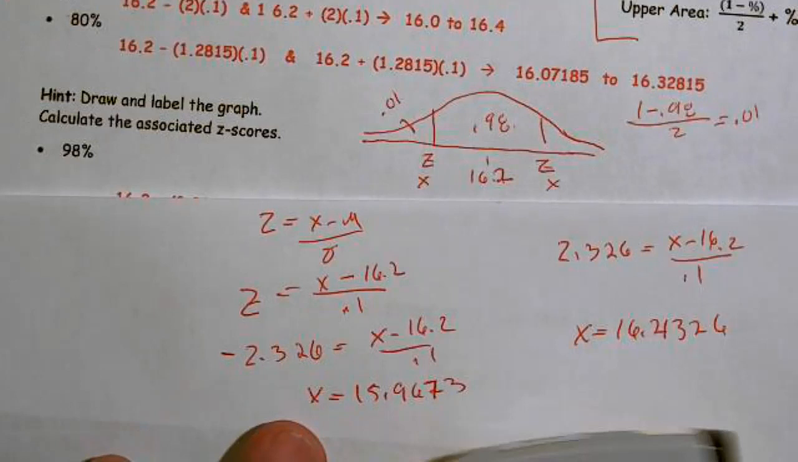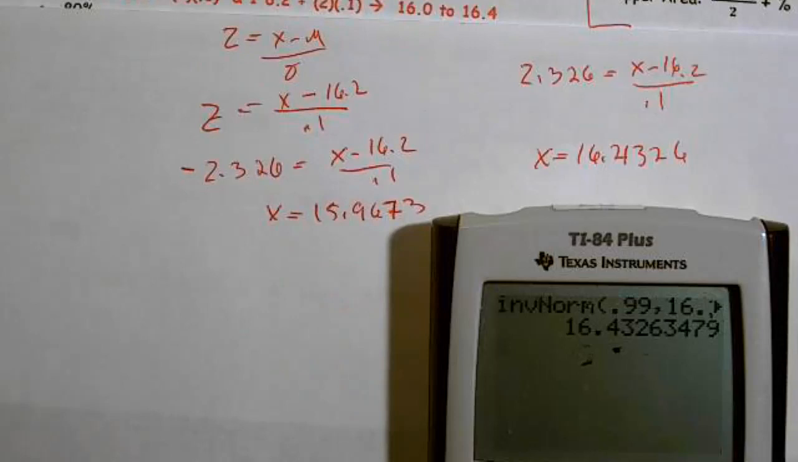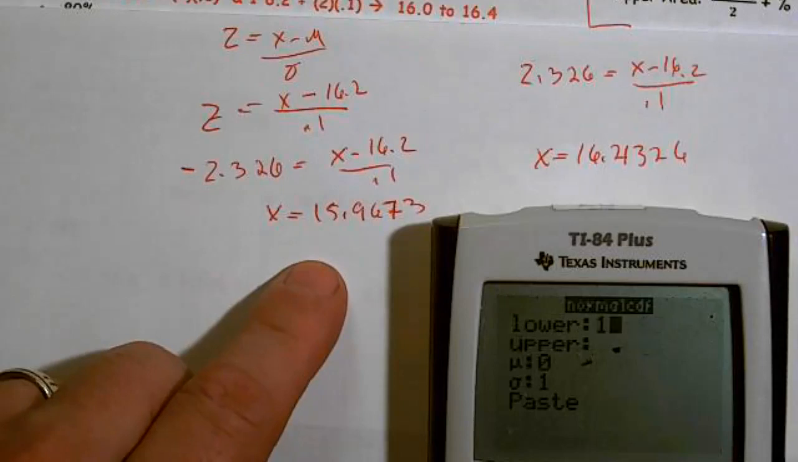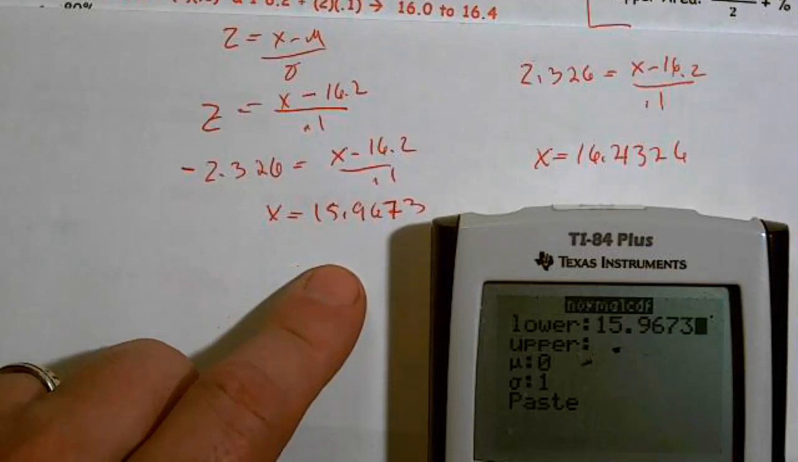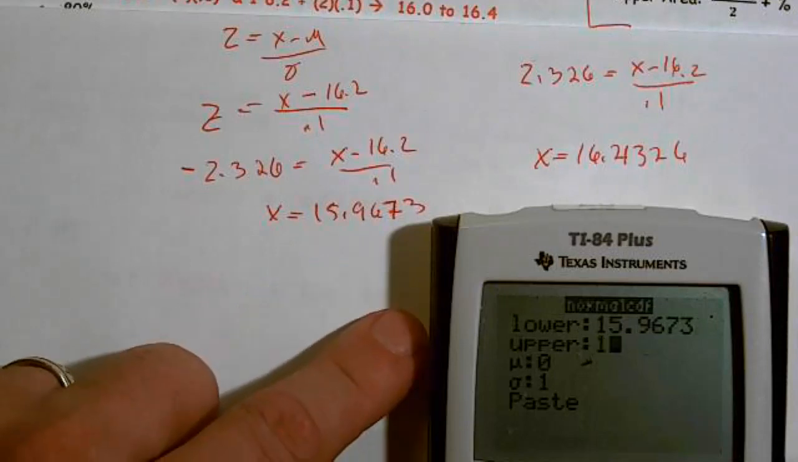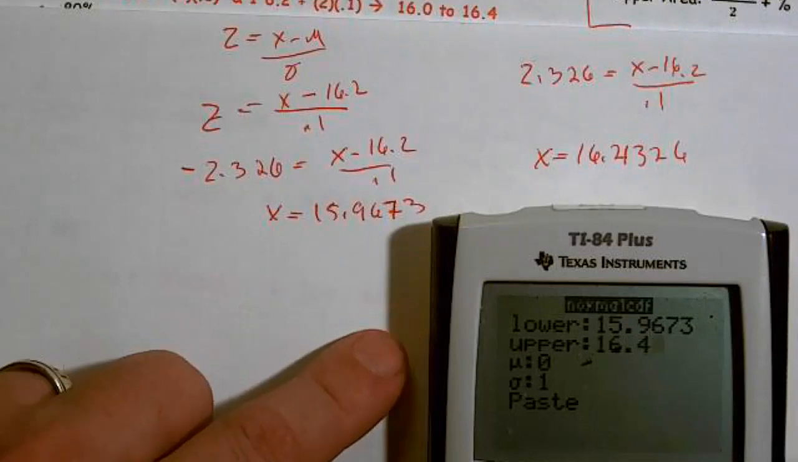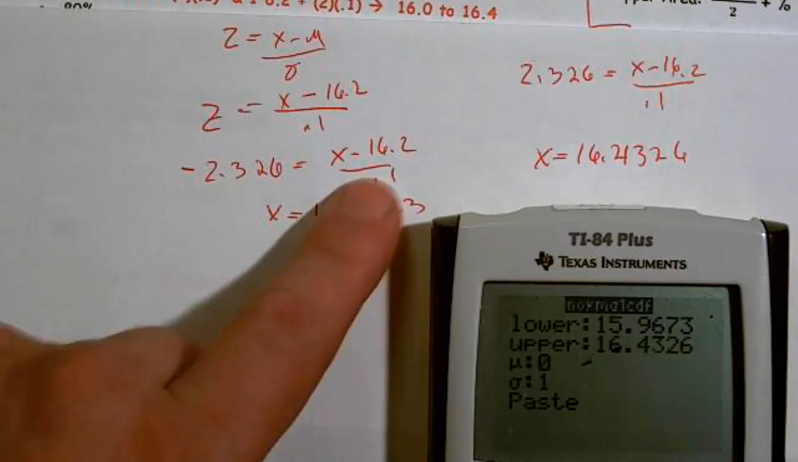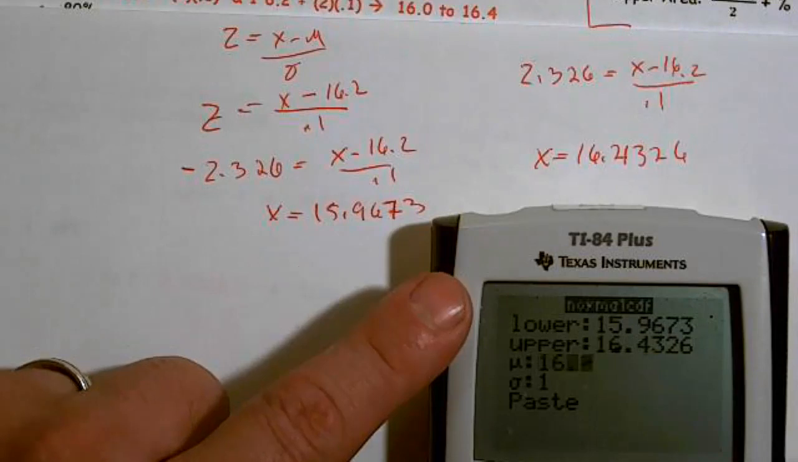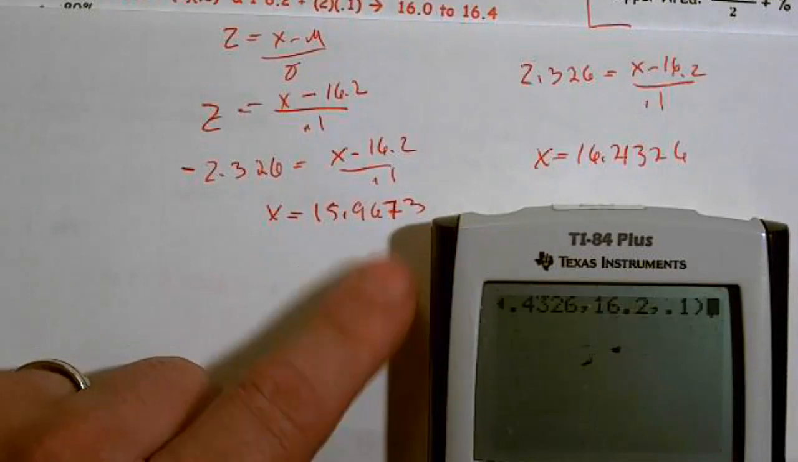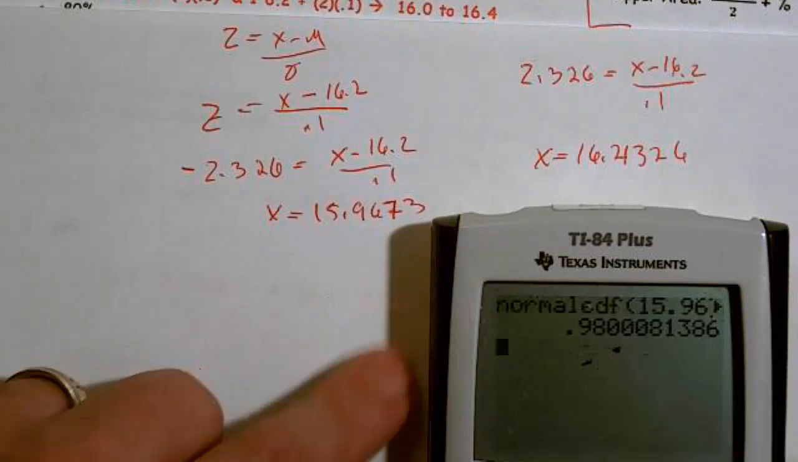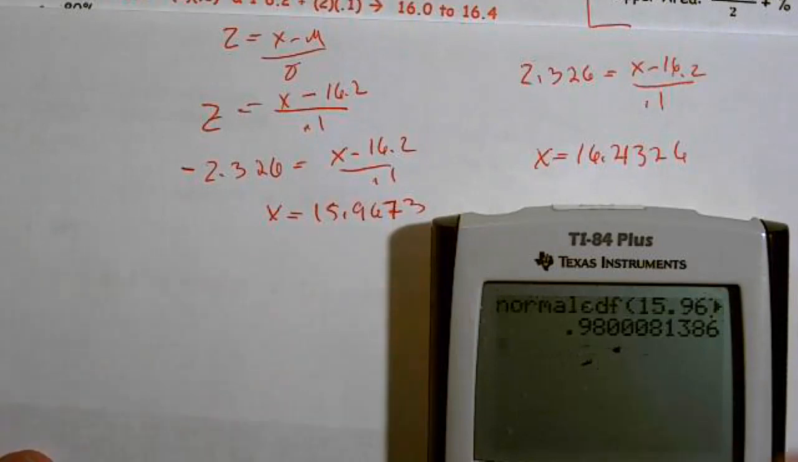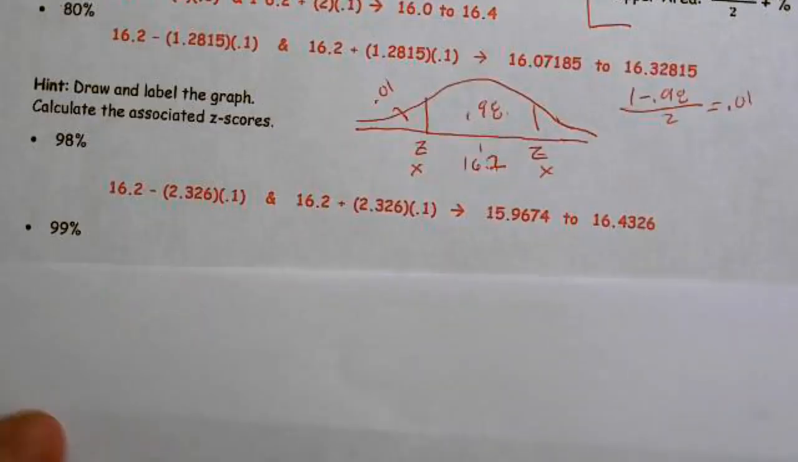All right, so I should be able to find the area between these two. So let's try that out by checking it out on norm CDF. So second vars, norm CDF, lower bound, 15.9673, upper bound, 16.4326. Mean happens to be 16.2, standard deviation is 0.1, and we should have about 98% of our data. That's really close to 98%. All right, so last one, 99%.